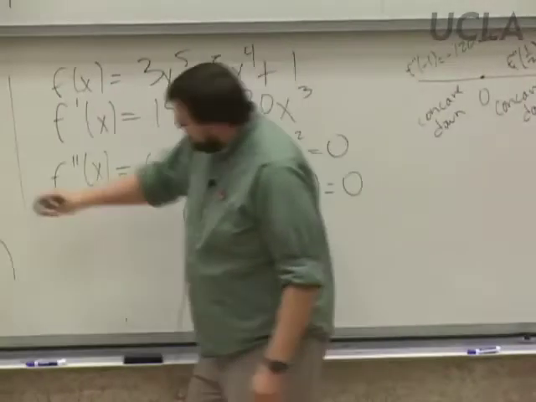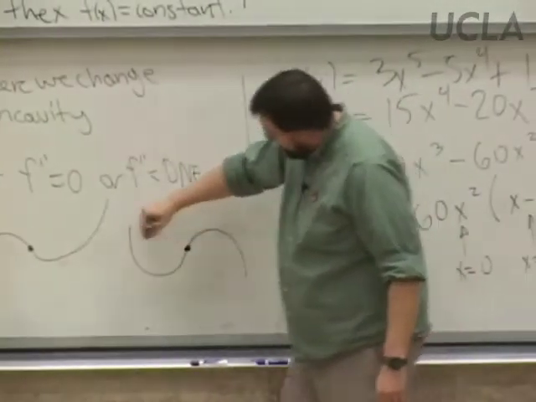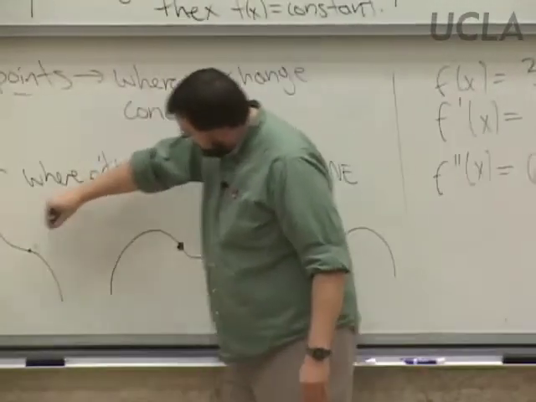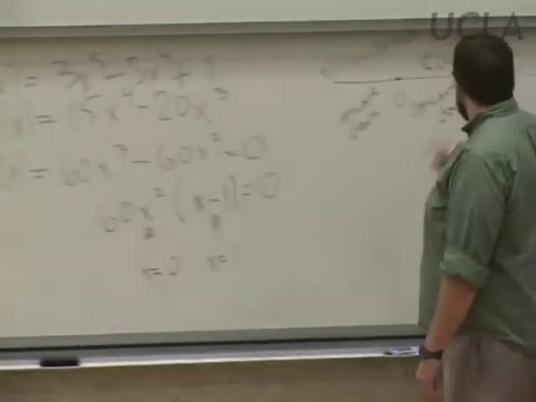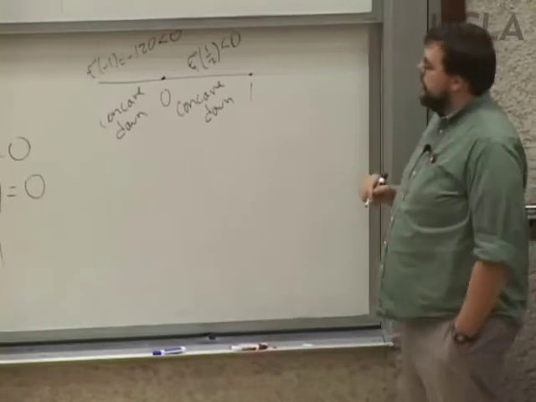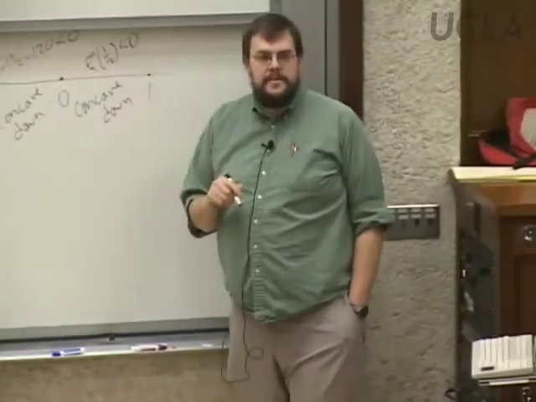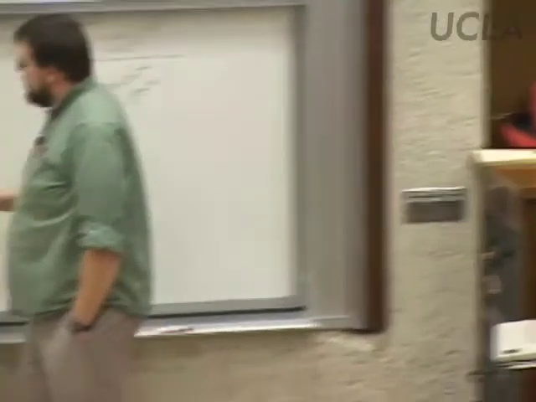So these are places where our concavity changes. Those are examples of inflection points. Okay, finally, plug in a number bigger than 1. Anyone have a favorite? 2. 2 is a good choice.